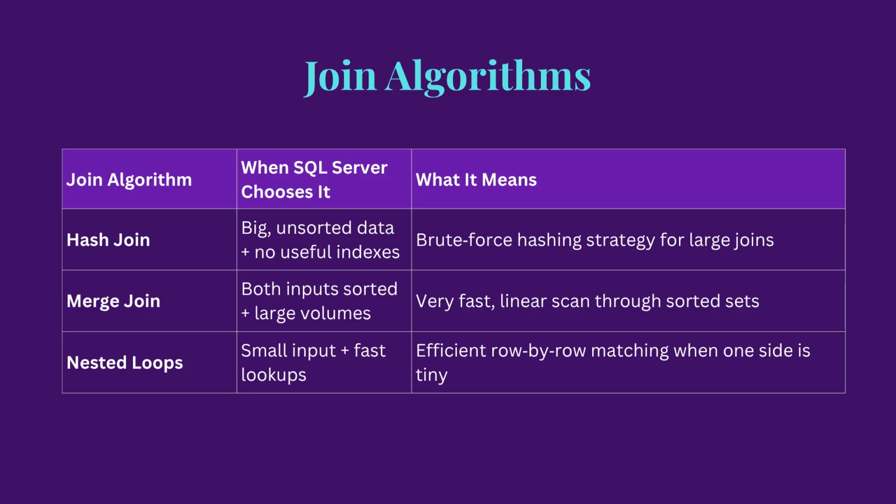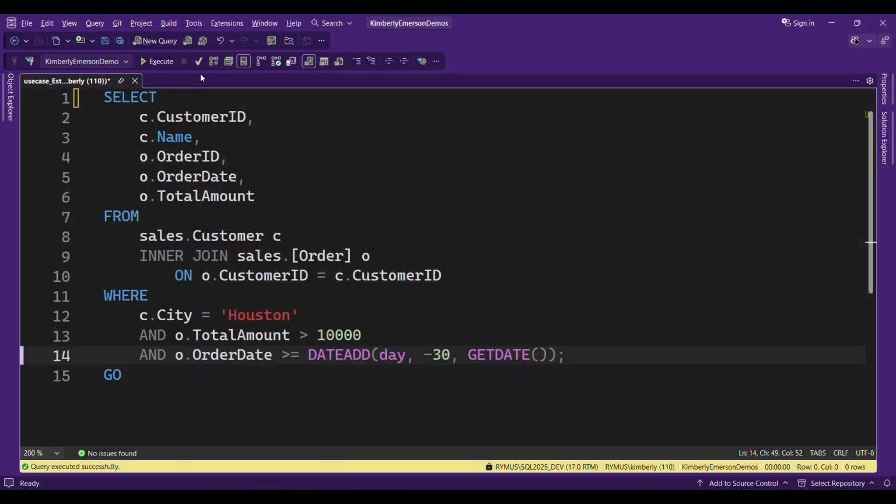SQL Server isn't rolling the dice when it picks a join. It's building a strategy. Sometimes it goes full brute force. It spins up a hash table and powers through huge, messy, unsorted data. Other times it's smooth, a merge join, gliding through perfectly ordered inputs like it barely has to try. And when one side is tiny, it snaps into nested loops, rapid fire lookups, one row at a time, insanely fast.